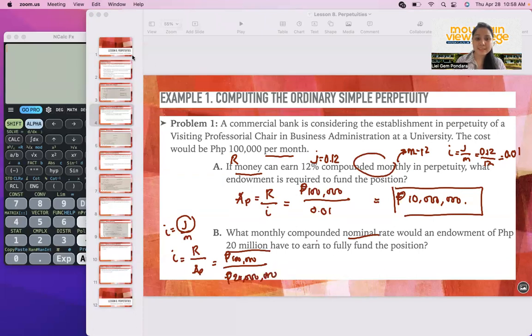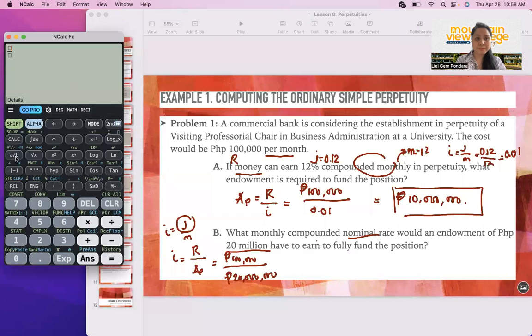Let's use our calculator. That's going to be 100,000 divided by 20 million. Here, check. It is 0.005. So our periodic interest rate is 0.005, or that is 0.5%. To find the nominal rate, here we're looking for J, right?